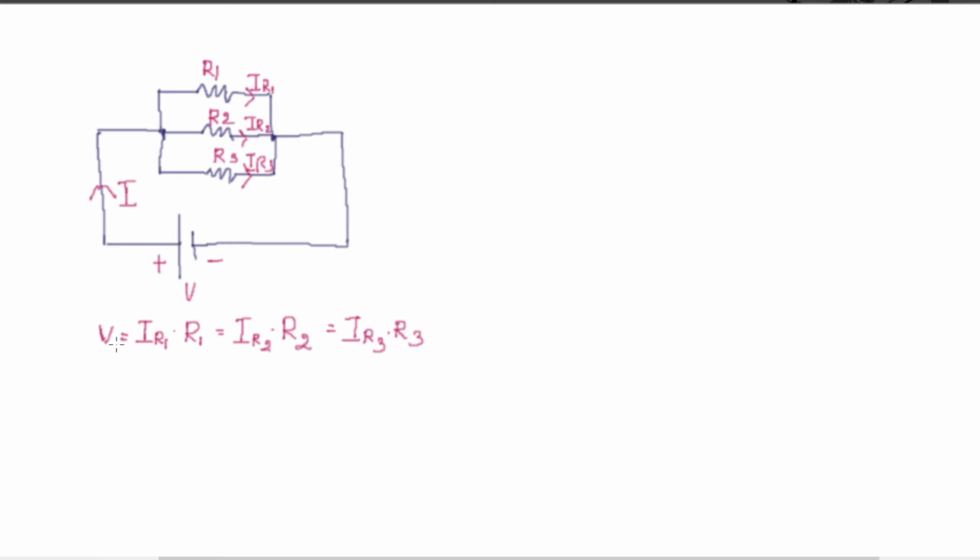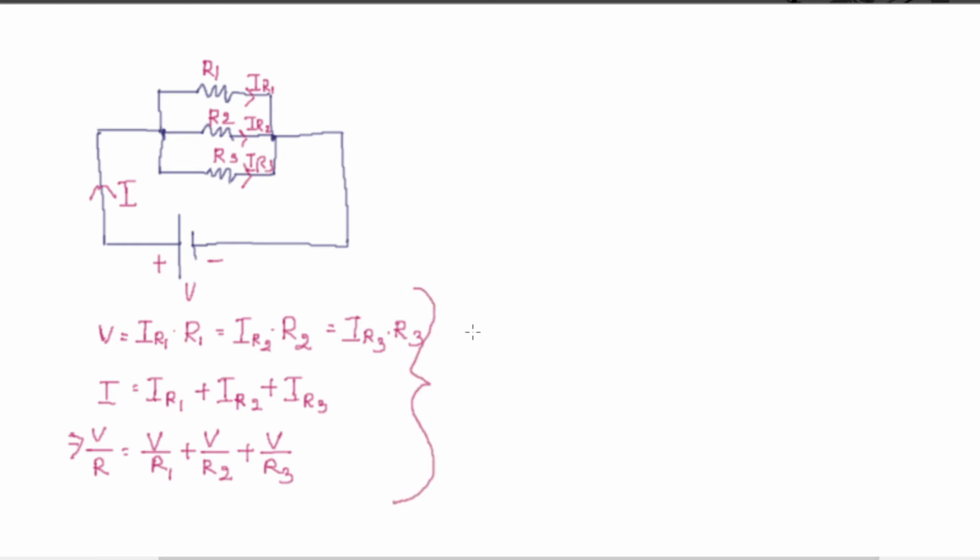Total current I is the summation of all these. We can write I as V by R1 plus V by R2 plus V by R3. Why is it not V1, V2, V3? The V value is the same across each resistance in a parallel combination.